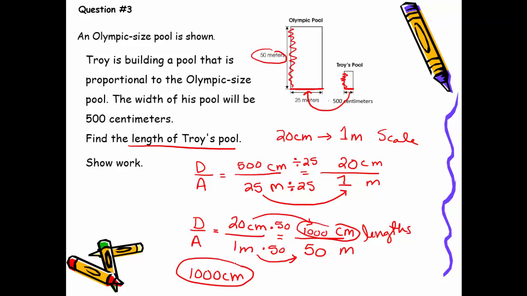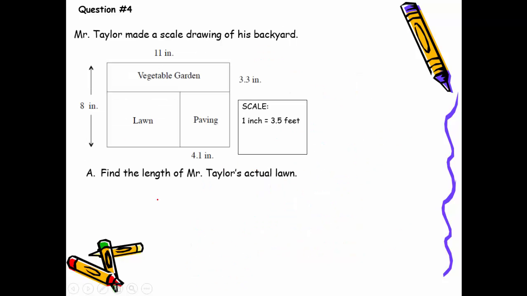Hopefully you're noticing there's a pattern here. Anytime I'm dealing with scale drawing, in my mind, I put drawing over actual. I then make sure I include all my units. I find a scale, and I use that scale to help me find the missing piece. Let's take a look at the next one.